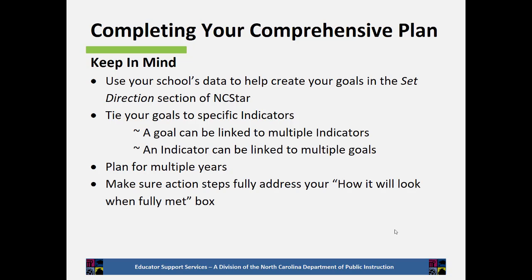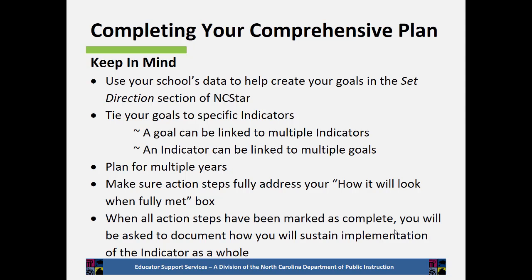Make sure that your action steps fully address what you put in your how it will look when fully met box. We see a lot of action steps that have nothing to do with what they've written in that box, or we see things written in the box that have no action steps to address them.